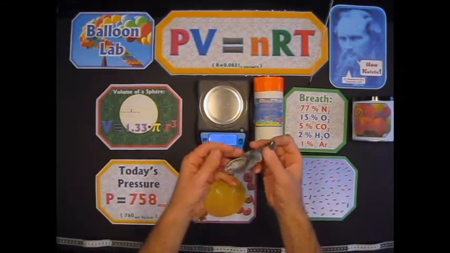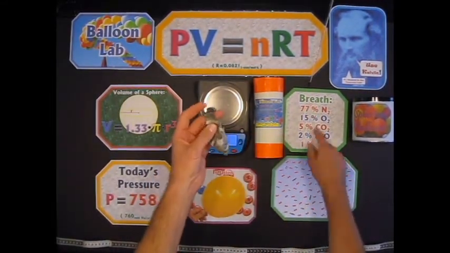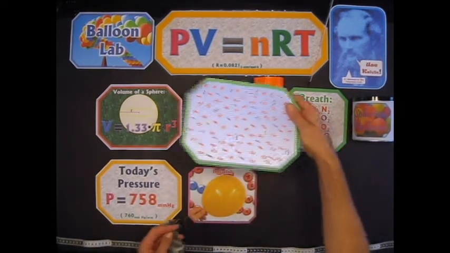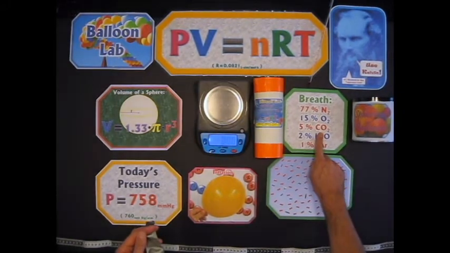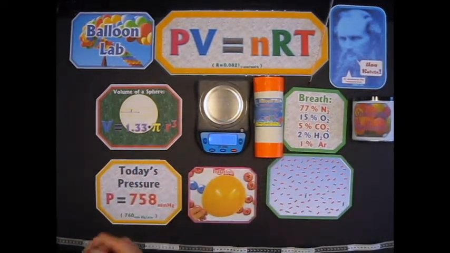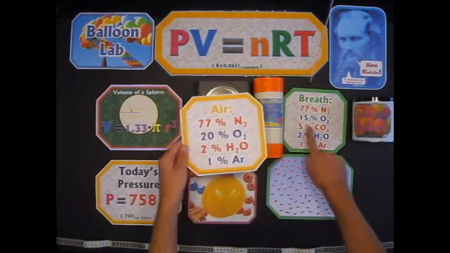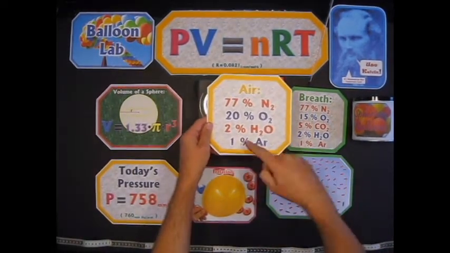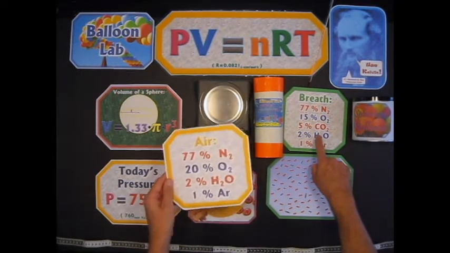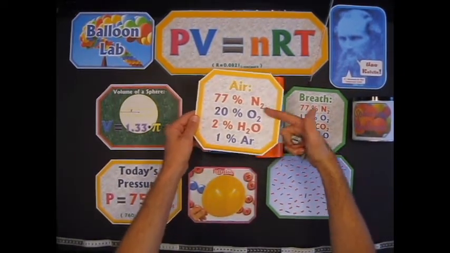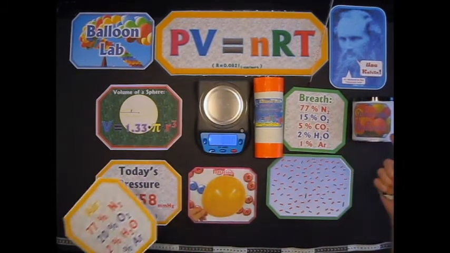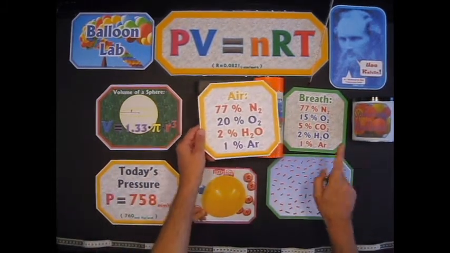I'm going to blow it up with my mouth, which is my breath, and breath is a little different because breath has carbon dioxide. We turn about 1/4 of the oxygen that goes in. Notice, if 20% goes in, only 15% comes out. I've turned about 1/4 of that into carbon dioxide, and I've lost some of the carbon from my body. Look, no carbon is going in, but carbon is coming out. I'm losing carbon. Argon's still there, lazy.